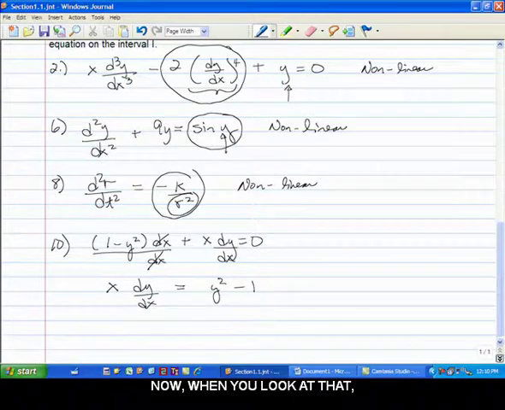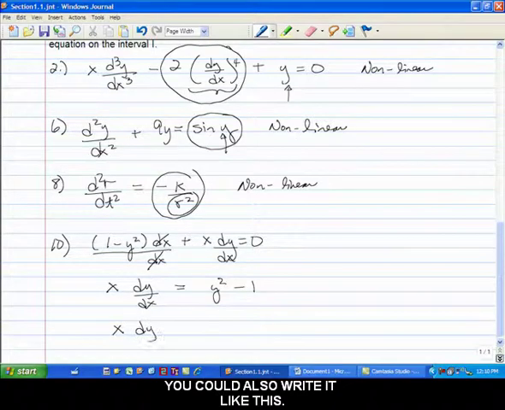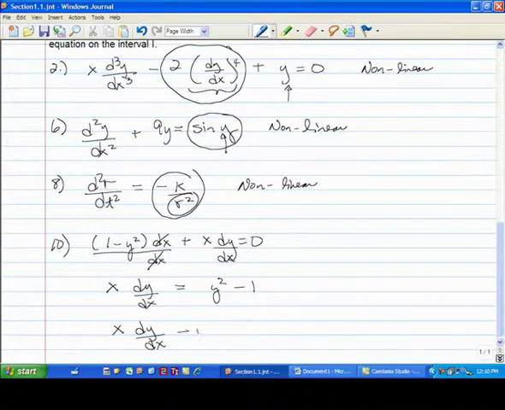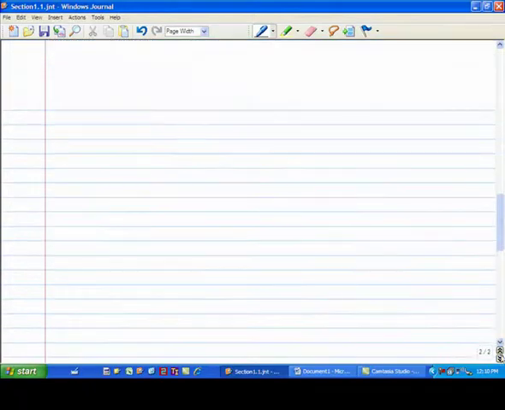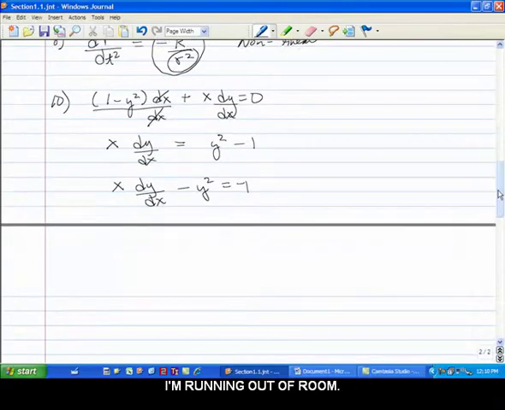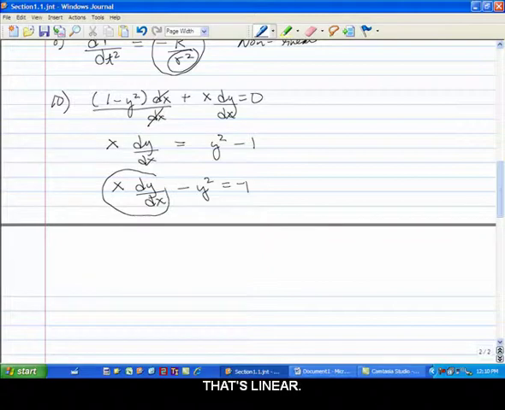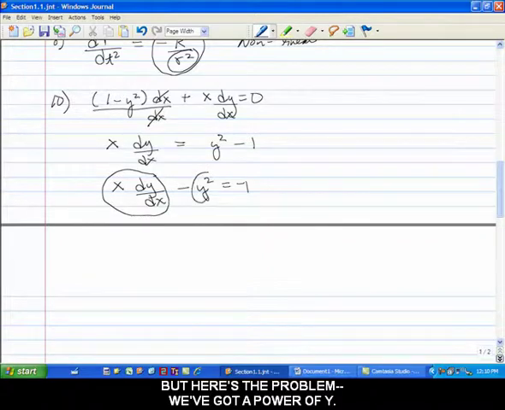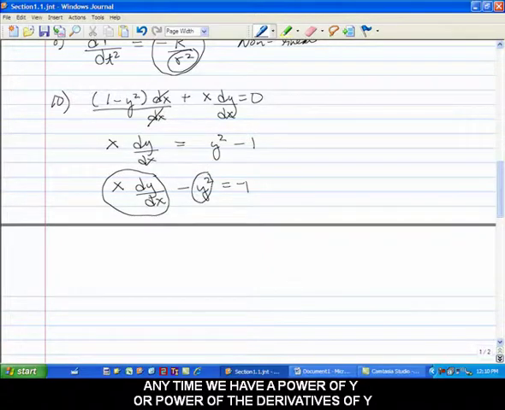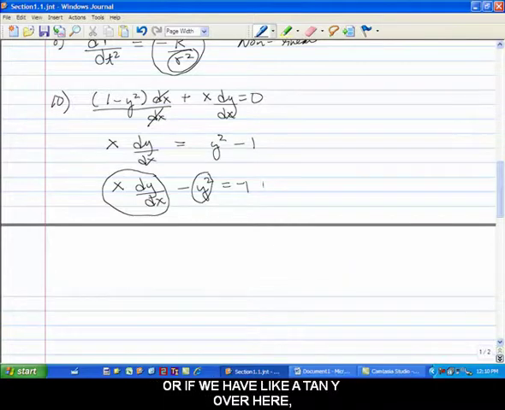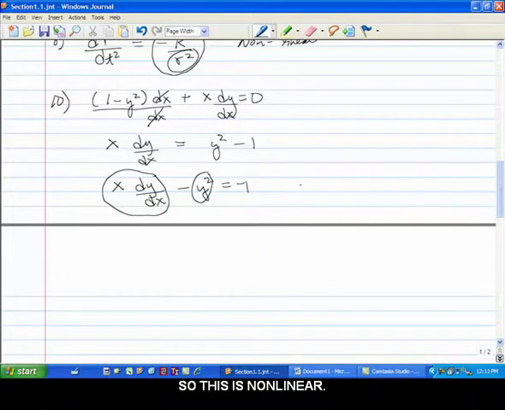Now, when you look at that, you could also write it like this. Running out of room. There's no problem with this term. That's linear. But here's the problem. We've got a power of y. Anytime we have a power of y or power of the derivatives of y, or if we have like a tan y over here, it's not going to work. So this is nonlinear.